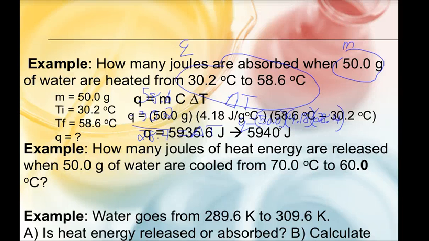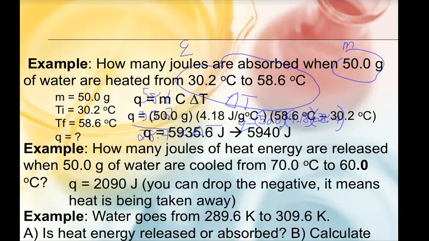Look at the next one. Now it says the energy is released. So that means that the energy is going to be given off, but it's the same process. We're still using 50 grams of water. The change in temperature is 10 degrees. So you have 50 grams of water times the 4.18 times the 10 degrees. That gives you 2,090 joules.